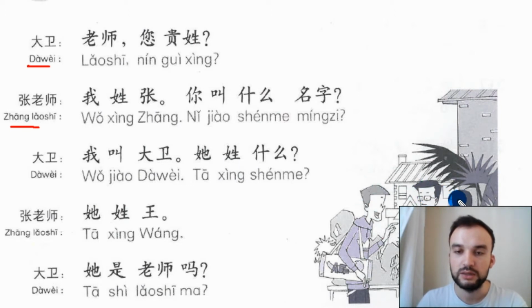And here there is a girl, but you don't see her clearly because of the webcam. And the way to ask is 她姓什么？What's her surname? So Zhang 老师 answers 她姓王. Her surname is Wang.